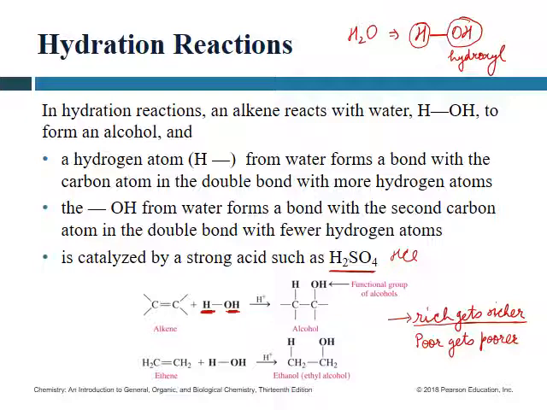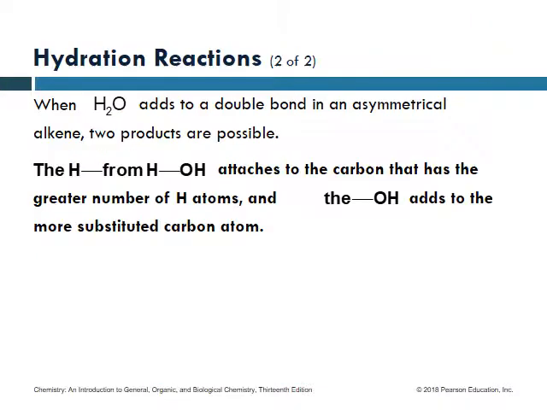Isn't there a tie in the hydrogens here? In this particular example, this also has two hydrogens, this also has two hydrogens. So either one of those can get the hydrogen and the other one would get the hydroxyl. It doesn't matter, but this is only two carbons. Let's look at other examples.